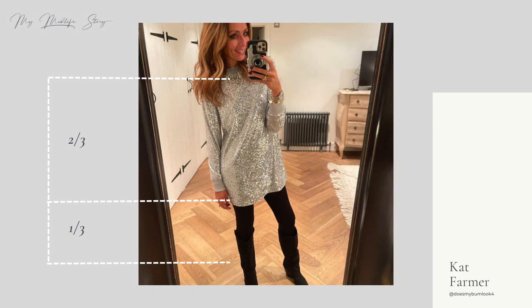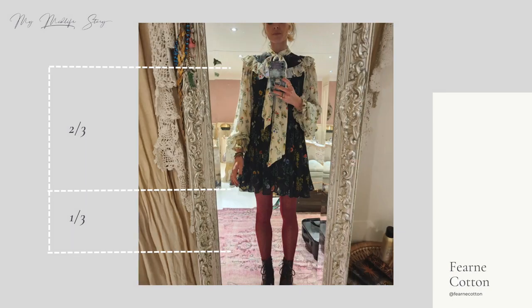Then we've got Kat Farmer, and she's wearing a dress that takes up two thirds, and then very cleverly she's made sure that her tights and her boots are the same colour, so that creates more length as well. And then we've got Fern Cotton with a dress which takes up two thirds and then her legs.